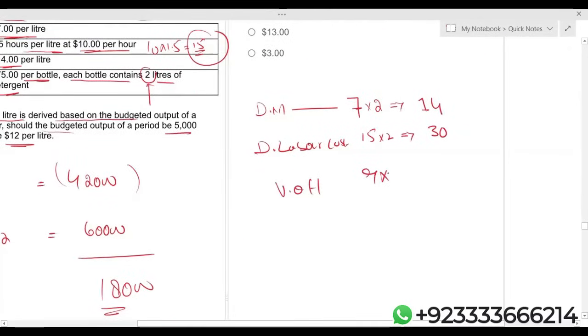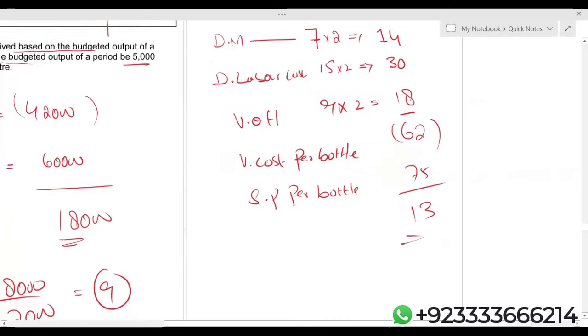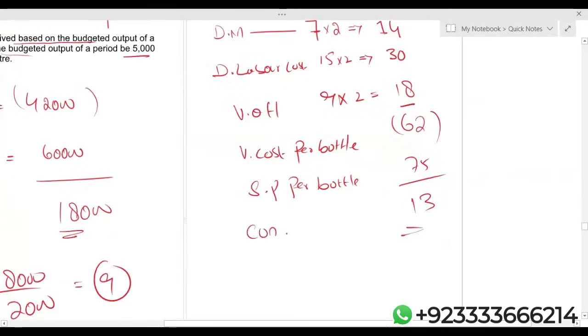Problem is one bottle needs 2 liters of detergent. 18. This is variable cost now per bottle. 14 plus 30 plus 18, 62. Selling price per bottle is 75. So contribution per bottle is 13. Contribution per bottle is 13.